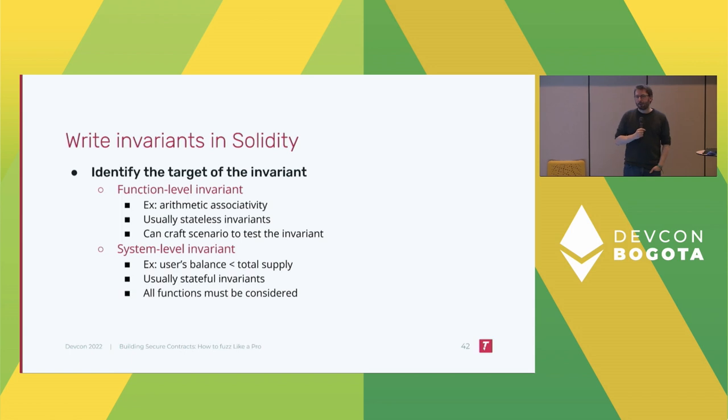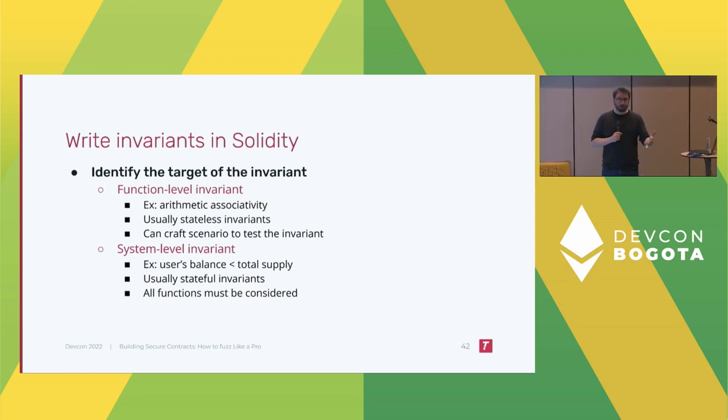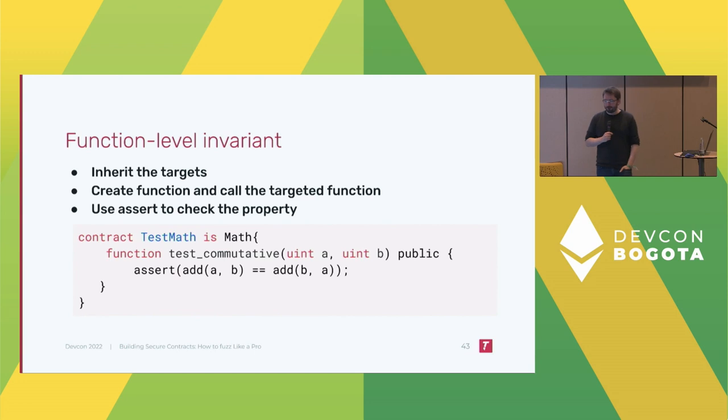Then you have system-level invariants. System-level invariants are usually more complex, but they are also more powerful. And here you are stateful. You are going to change the state of the contract, and you are going to try to see if the invariant holds, no matter the state. And here it's important that Echidna is calling all the different functions, because it's actually what you want to try. The balance being below or equal to the total supply is an example of a system-level invariant.